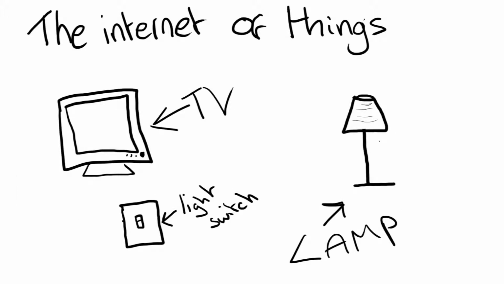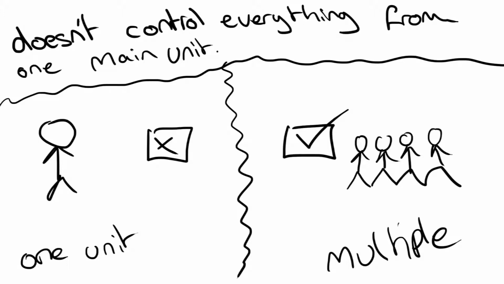The Internet of Things is supposed to be controlled by many individual units talking to one another, rather than one unit telling everything what to do. It's supposed to allow multiple objects, without similarity, to communicate with one another, depending on the situation.